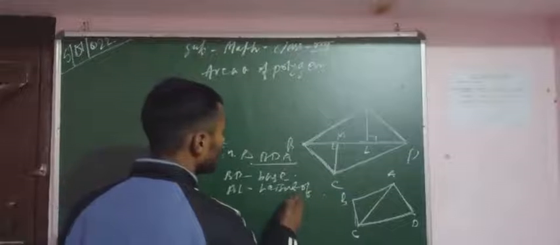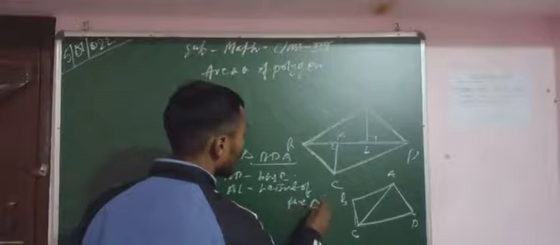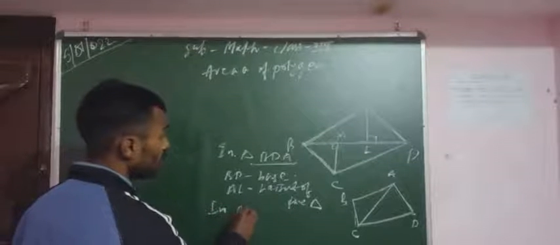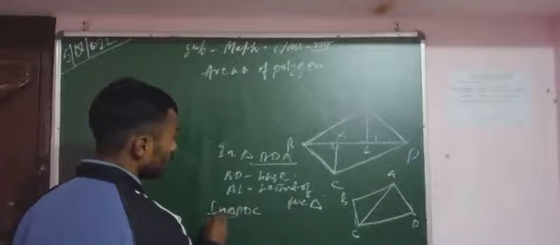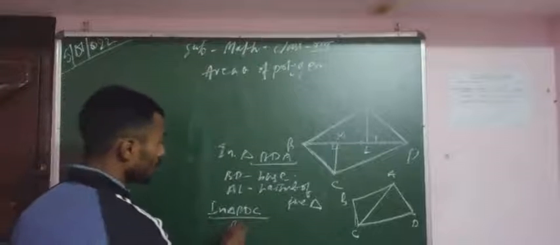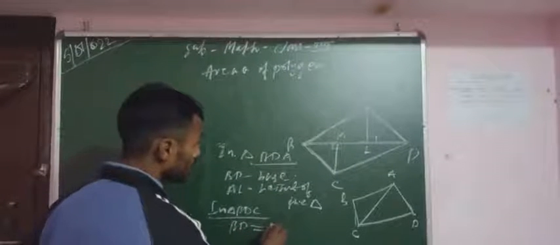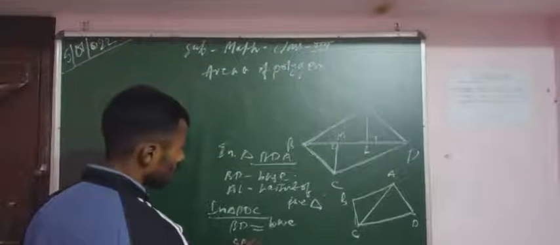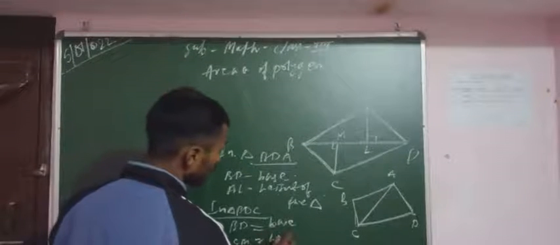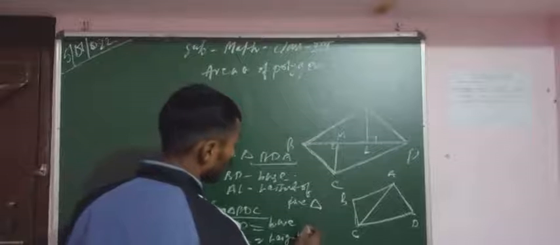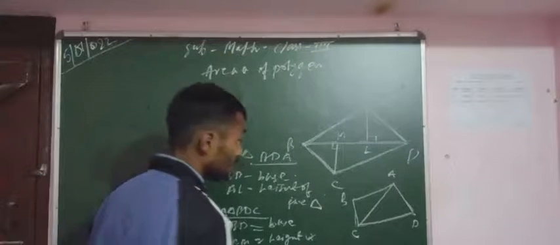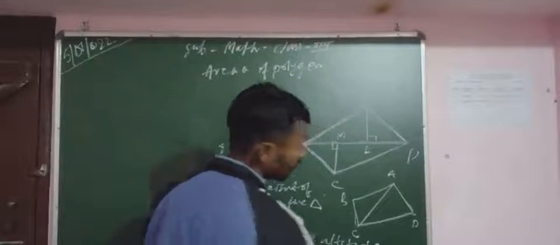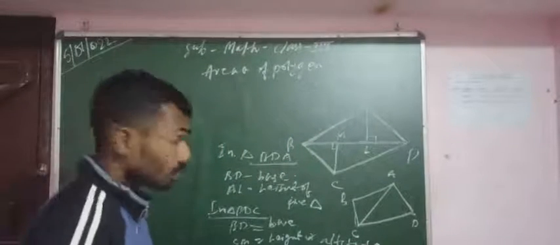Height of the triangle. Okay, in the next triangle, BDC. Now look at this. BD is the same thing. BD is the base of the triangle, and now CM is the height. Height or altitude. Sometimes it is known as altitude.